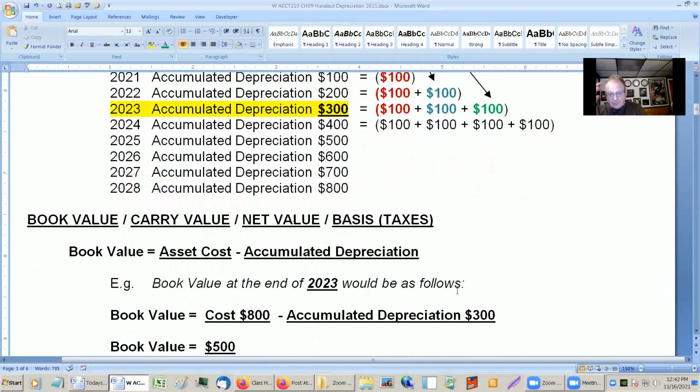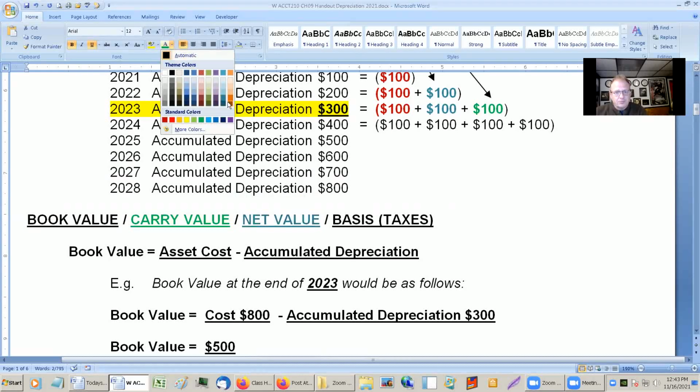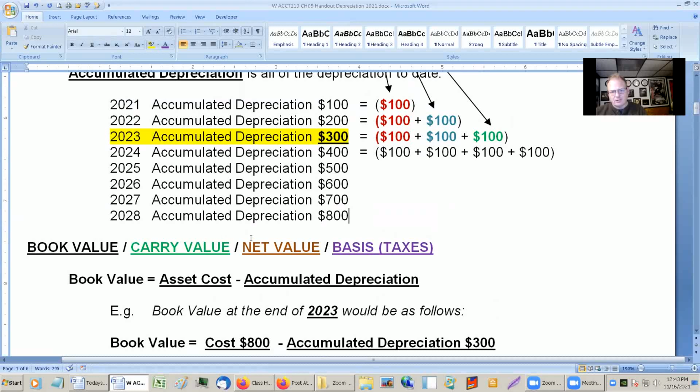Okay. Well, the book value, by the way, these are all terms for the same thing. I know it's confusing, but book value, carry value, net value. Basis is a tax term. They call it basis. And it's basically whatever you have it on your books for. So these all mean the same thing. There's nothing different about them.